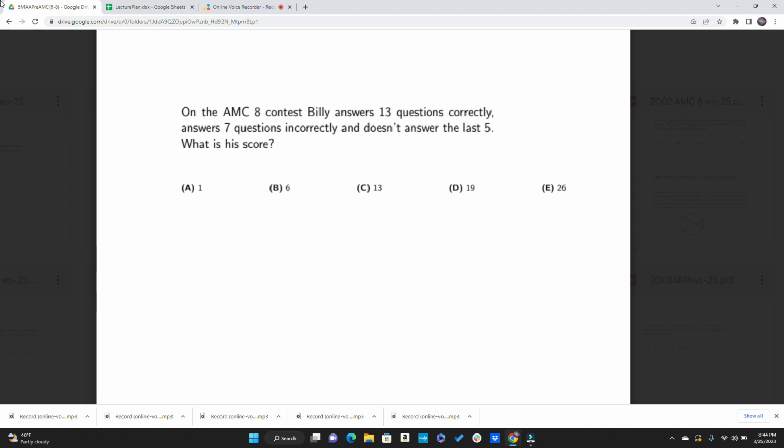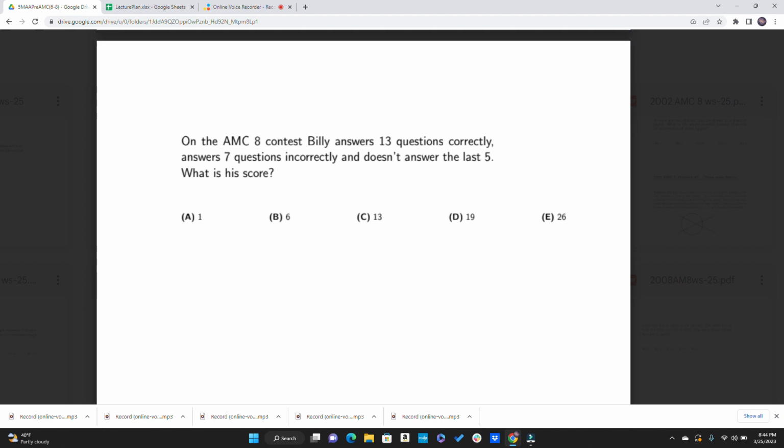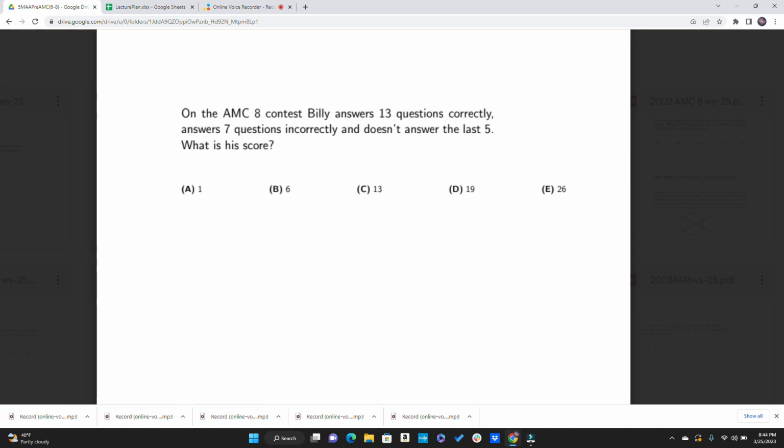So that's nice. I'm only used to taking tests that penalize wrong answers, so this is a lot better. It's a better deal, I'd say. So, for 13 questions correct, Billy would get a score of 13. Answer choice C. This is a good way to make sure you know the test you're taking.